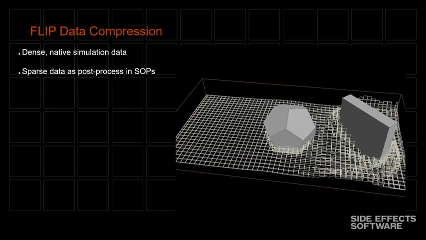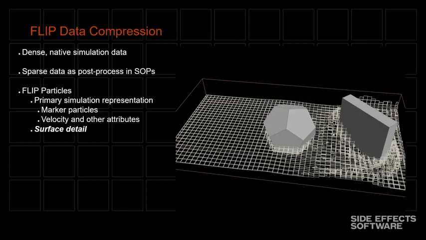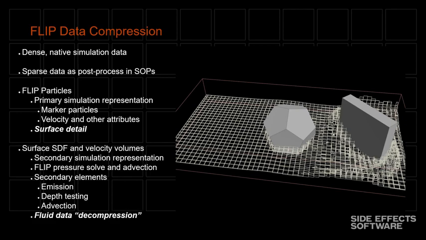We start out with very dense data that comes out of the flip solver, and we want to turn it into sparse data in SOPs. So we can start with the flip particles, which are the main simulation representation. They have both a representation of where the fluid is at any given point, and also a number of attributes that define the simulation. Things like velocity, density, possibly viscosity, if the viscosity solver isn't included. And we're going to use only a thin layer of these particles after compression to get surface detail.